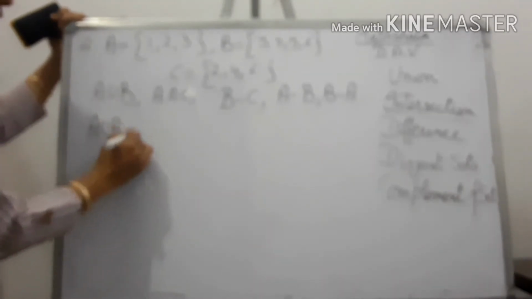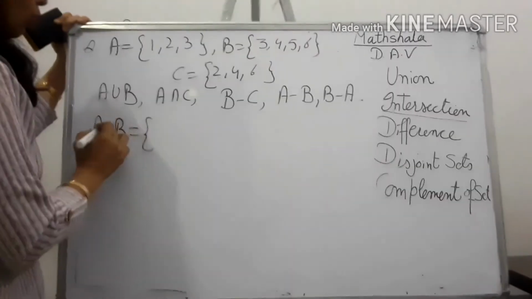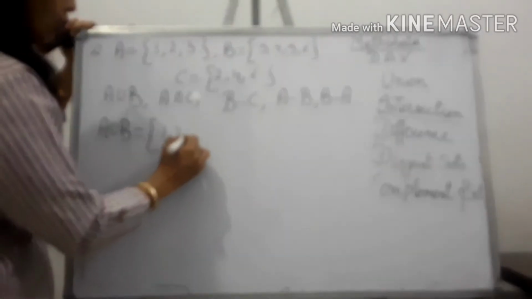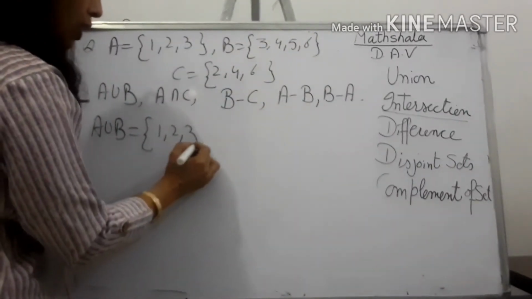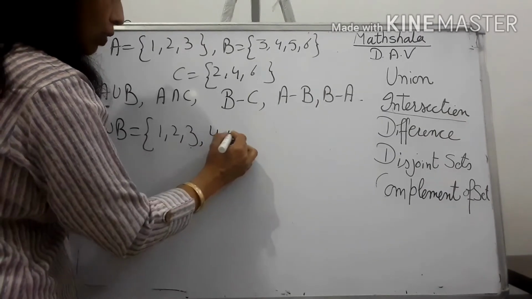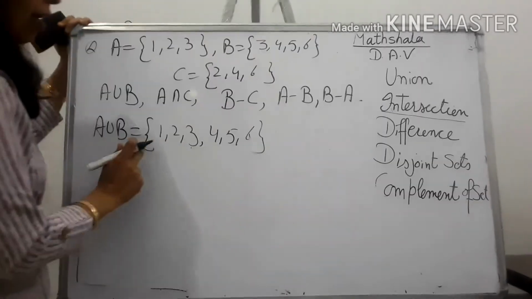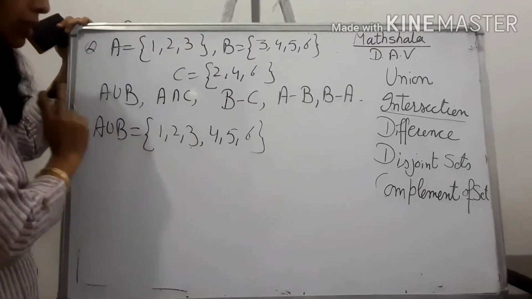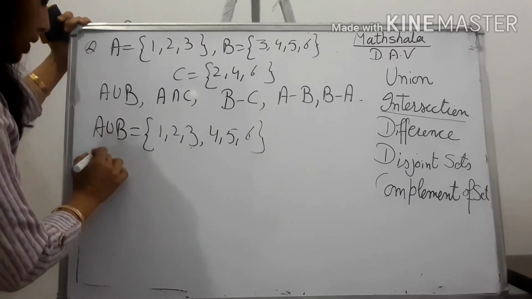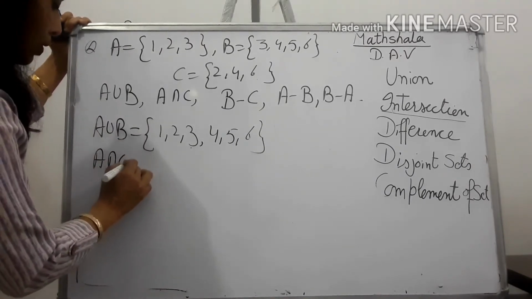So what is the union of these two sets, A union B? According to the definition, the union of two sets has all those elements which are either in set A or in set B. In set A we have elements 1, 2, 3. In set B we have 3, 4, 5, 6. So 3 we have already taken, so it is not required to repeat the element. Every element of A union B is either in set A or in set B.